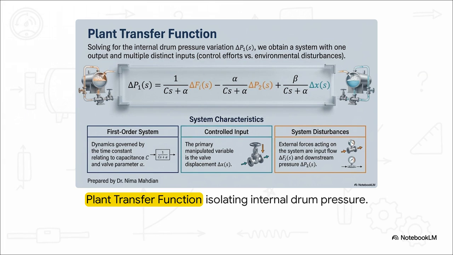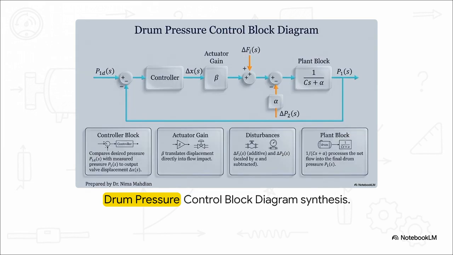On the bottom left, we can clearly see the plant behaves as a classic first-order system, governed by 1 over Cs plus alpha. More importantly, we explicitly isolate our primary manipulated variable, the valve displacement delta X, from our system disturbances, those disturbances being the unpredictable changes in input flow and downstream pressure. The math now explicitly shows us what we have the power to control and exactly what external forces we're fighting against. And this brilliantly illustrates our complete closed-loop drum pressure control block diagram.